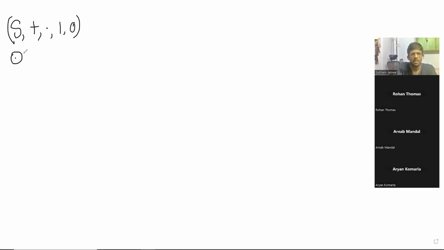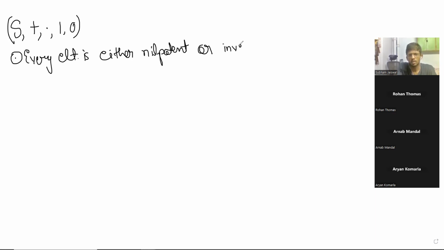And the condition is that every element is either nilpotent or invertible. Okay. And so you can imagine that S is some collection of matrices.